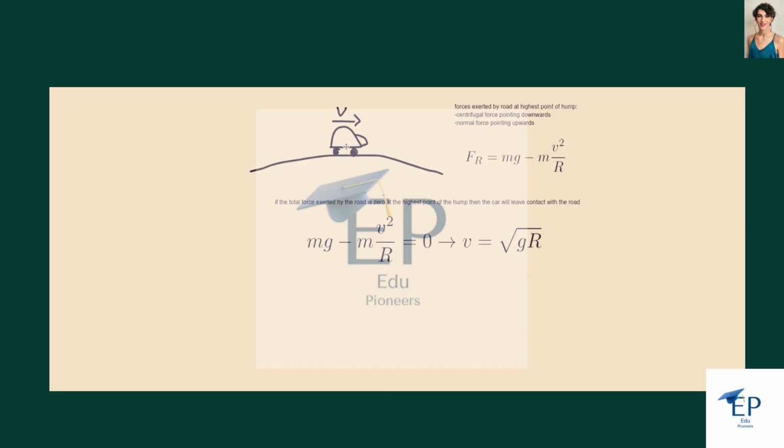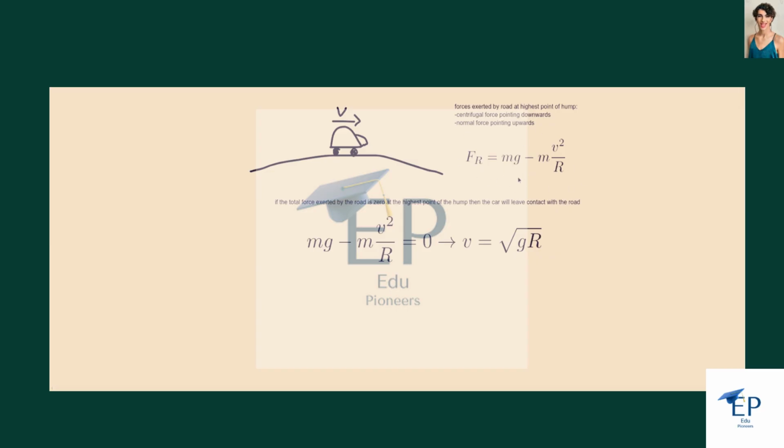The car is at the highest point of some circular trajectory. So there is some centrifugal force pointing downwards, from the car towards the center of the trajectory. However, there's also a normal force by the hump pointing upwards, since the car is in contact with the road. And there are no horizontal forces acting on the car, so that's it for forces exerted by the road, since there is no friction. The force exerted by the road is just mg minus mv squared over R.